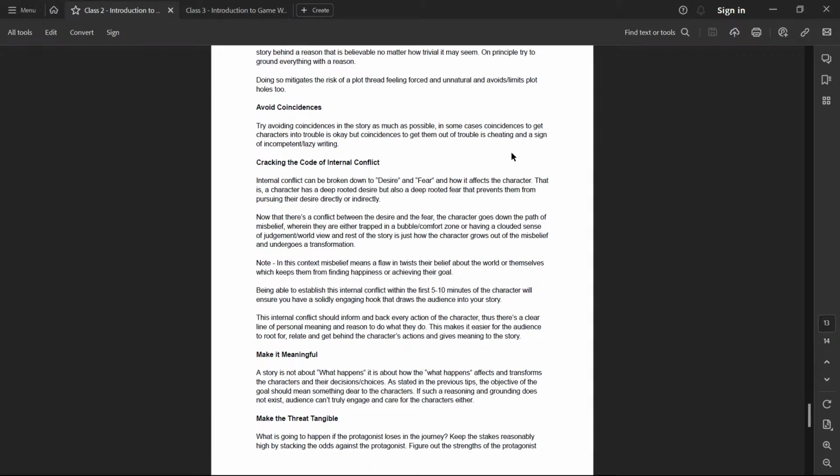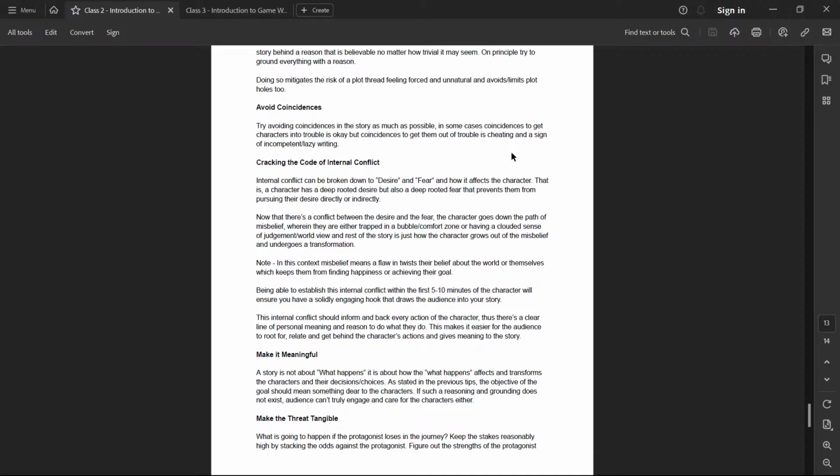Then you would move on to the internal conflict. The internal conflict can be broken down into both desire and fear, and how it affects a character is very important. A character may have a very deep rooted desire, but fear prevents them from pursuing what they want directly or indirectly. So there's a conflict between desire and fear, and this puts a character in a state of misbelief, which is the perfect word in this case.